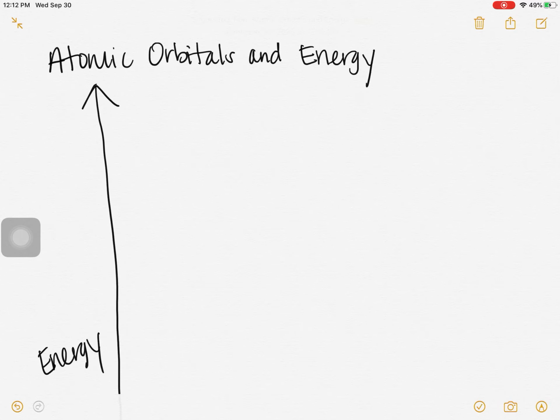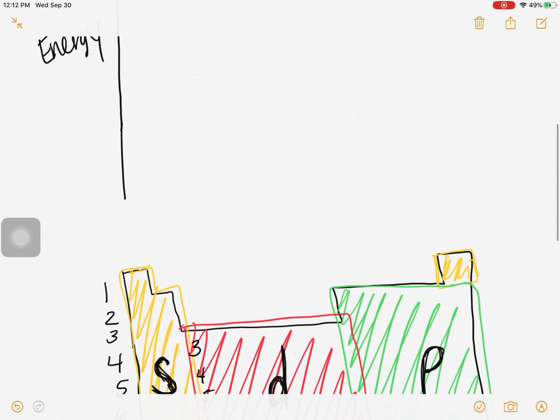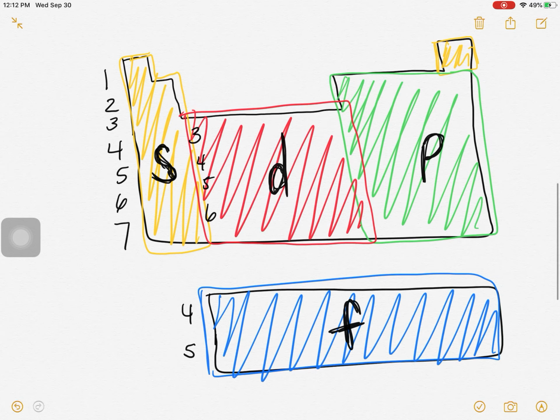All right, this video is on atomic orbitals and their energy values, ranking them, and then starting to talk about how the atomic orbitals are filled with electrons. Okay, so in a prior video or lecture, we learned that Schrodinger discovered these atomic orbitals. They're where the electrons live in an atom, and there are 4 types, and they have 4 different shapes.